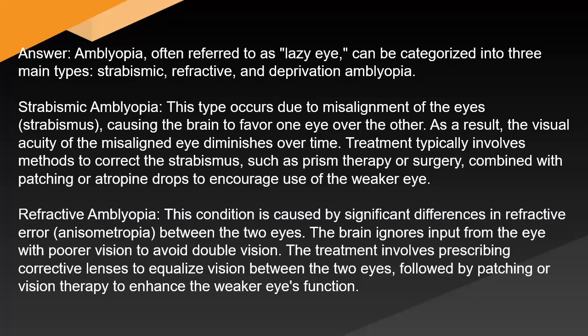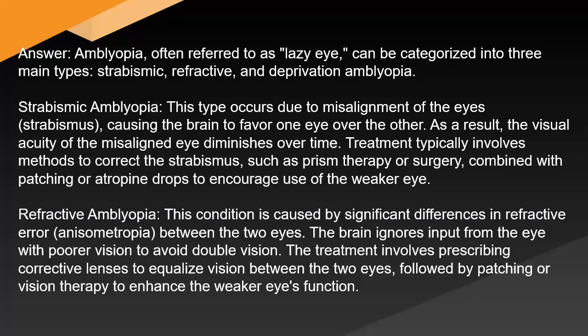Strabismic amblyopia. This type occurs due to misalignment of the eyes, strabismus, causing the brain to favor one eye over the other. As a result, the visual acuity of the misaligned eye diminishes over time. Treatment typically involves methods to correct the strabismus, such as prism therapy or surgery combined with patching or atropine drops to encourage use of the weaker eye.